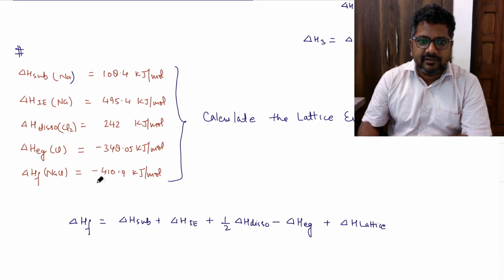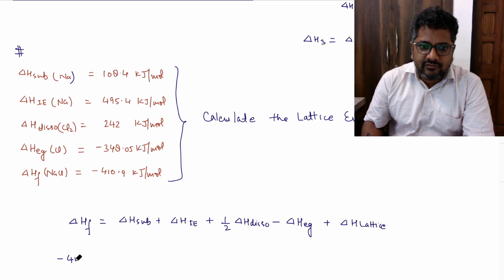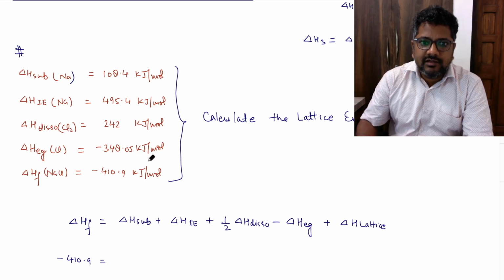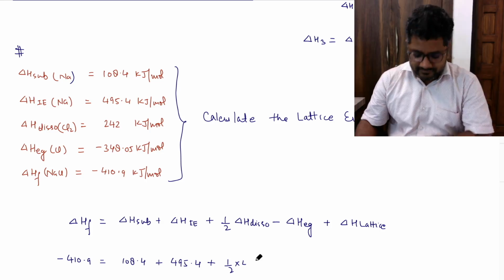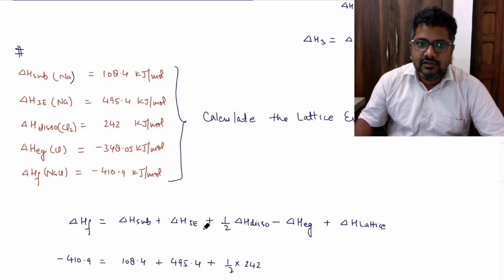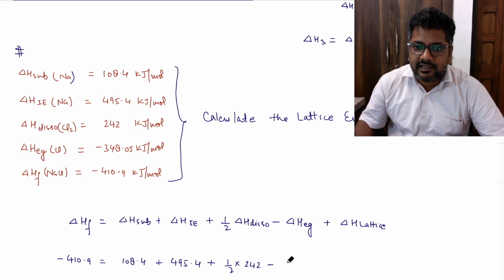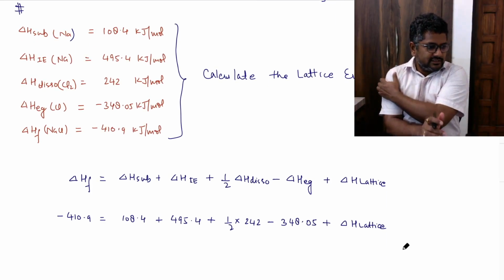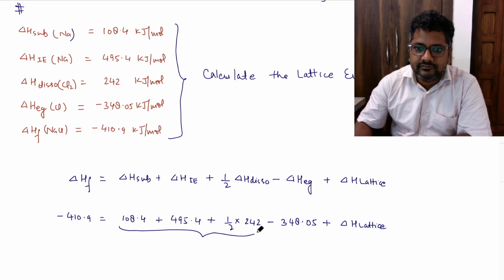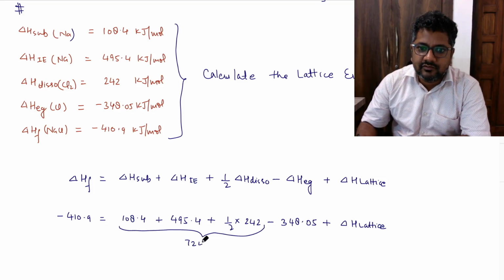So delta H formation is given, it is equal to minus 410.9. Sublimation is given, 108.4, plus ionization is given, 495.4, plus 242, so 1 by 2 into 242, plus, so minus 348.05 plus delta H lattice, right? So when you solve this, what this will come, this will come 724.7, 724.7, right?